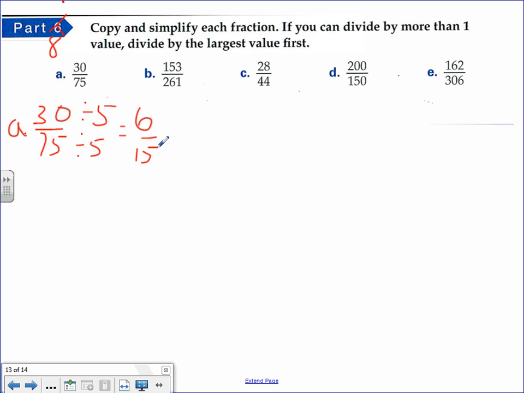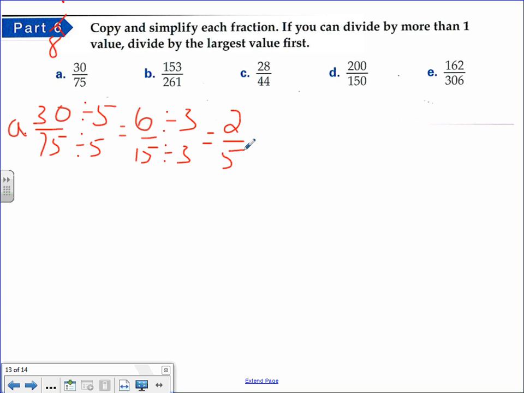I'll check 5 again. Now 5 would work for 15, but it will not work for 6, so I can't divide by 5 again. So the next one I can try is 3, as I work my way down. 3 will go into 6, and 1 plus 5 is 6, which means 3 will go into 15. So if I take 6 divided by 3 and 15 divided by 3, 6 divided by 3 is 2, 15 divided by 3 is 5. So now I have it simplified down to 2/5.